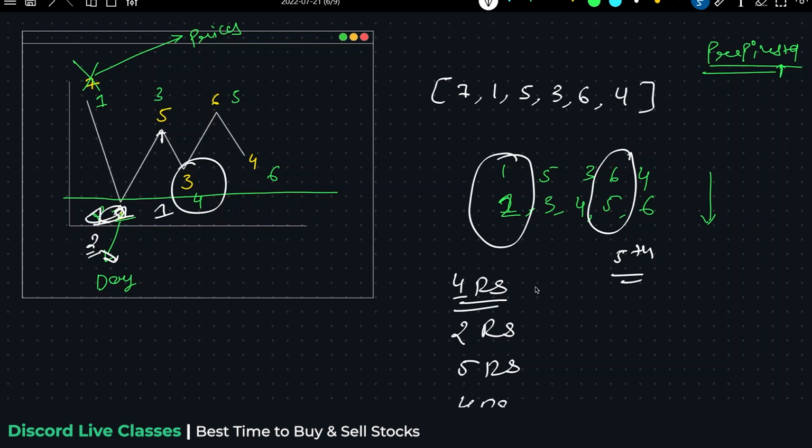4 rupees. And how am I calculating this? Remember this thing. This is the formula we will be using in our code. So how am I calculating these 4 rupees, 2 rupees, 5 rupees? That is a simple formula.